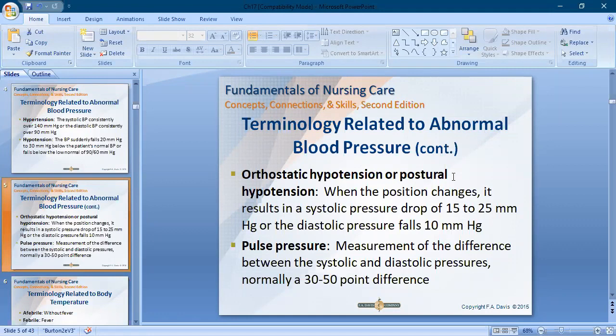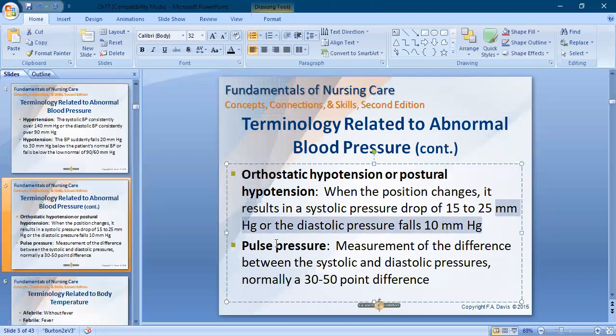When the position changes, it results in a systolic pressure drop of 10 to 25 millimeters of mercury, or a diastolic pressure fall of 10 millimeters of mercury. So the unit is millimeter of mercury. Keep it in mind, most important. And also the board, especially the NCLEX, LPN or RN board, asks this type of question.